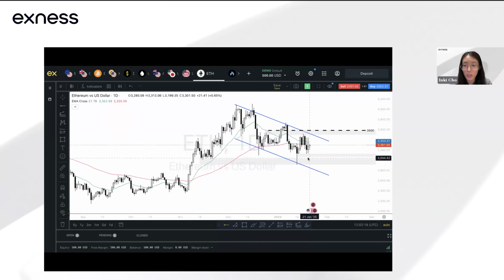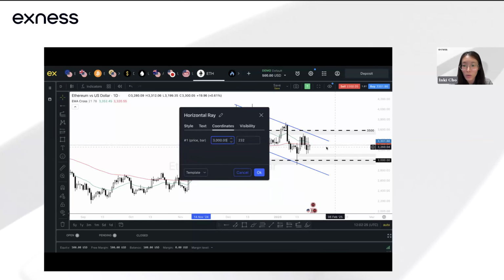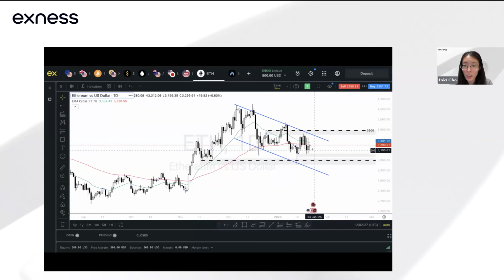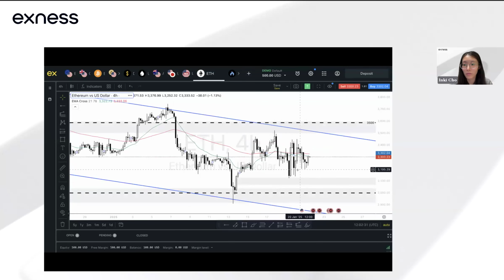For me, this is really just an area of consolidation. It's holding above this support zone at the 3,000 level, also a psychological level, but also the area of consolidation that we're seeing on the lower time frames, especially on the 4 hours, right? This is the zone that we have.